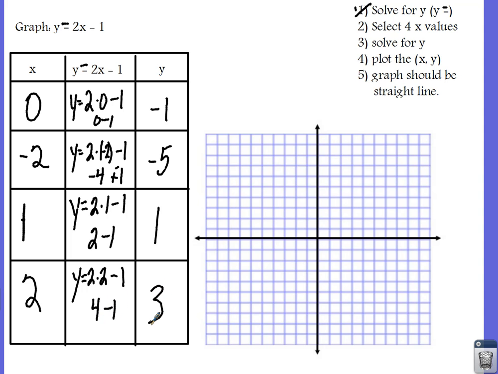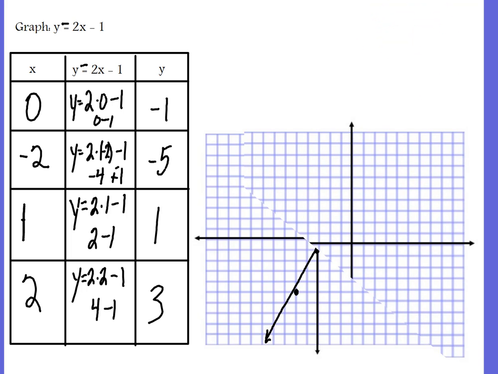Now we're going to graph these. The ordered pair 0, -1. So at 0, I go down 1. Then -2, -5. And then I'm going to graph 1, 1, and 2, 3. And see how the dots end up in a straight line? Since they end up in a straight line, I know that this answer is correct. Now you should draw arrows at the end of those because it does continue in all directions. It doesn't just include those 5 dots.